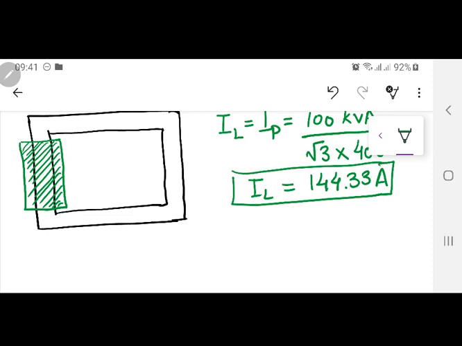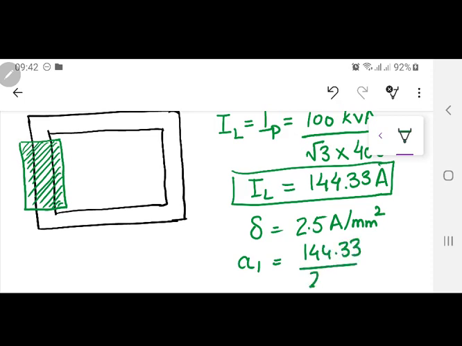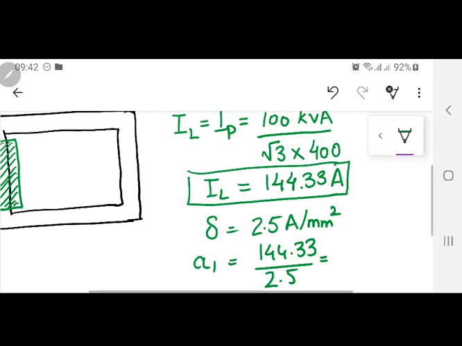Now since this current is very large, and if you have a current density, supposing I'm just taking an assumed value, delta, which is the current density, equal to 2.5 amperes per mm square, the cross sectional area of the low voltage side comes out to be 144.33 divided by 2.5. Please give me the answer.